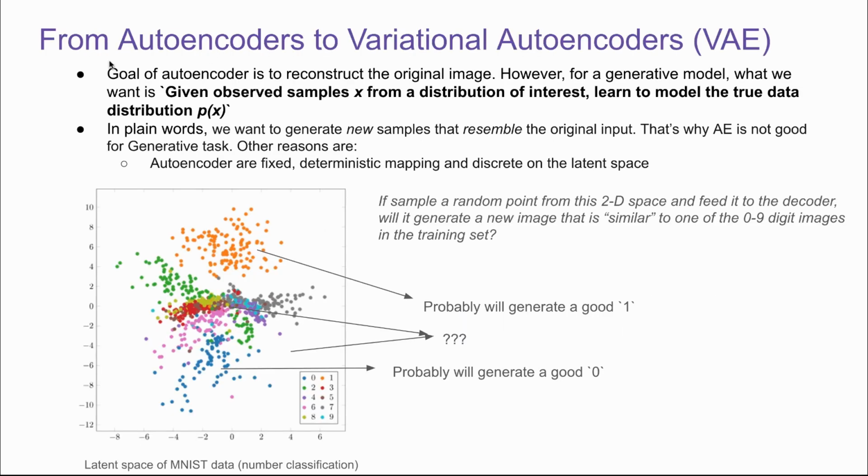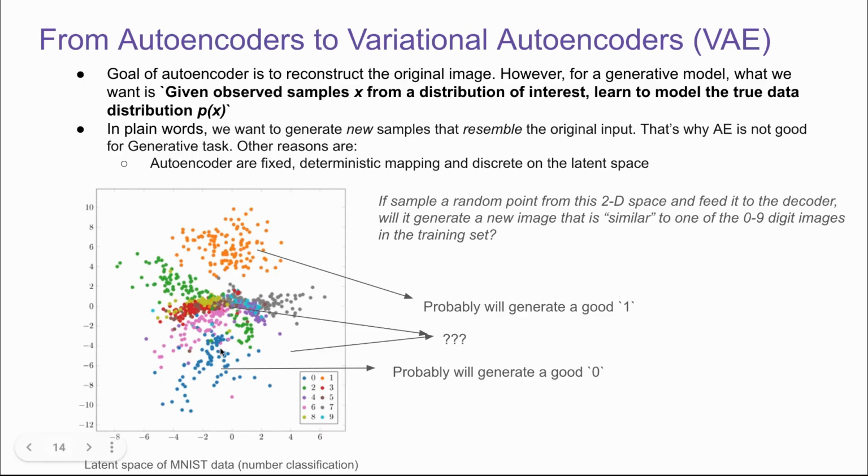Next is from AutoEncoders to variational AutoEncoders. The goal of AutoEncoder is to reconstruct the original image. However, for a generative model, what we want is, given observed samples X from a distribution of interest, to learn to model the true data distribution Px. In plain words, we want to generate new samples that resemble the original input instead of just reconstructing the original image. That's why AutoEncoder is not good for generative tasks. There are other reasons, like AutoEncoder is a fixed, deterministic mapping, and it's discrete in the latent space.